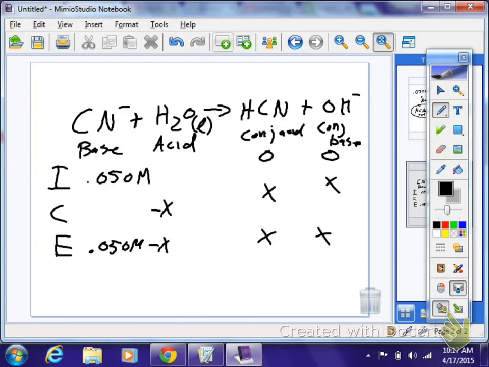So we're going to set that up by saying Kb. Now why is it Kb? Because it's going to form a basic solution. So I'm going to say Kb equals the HCN concentration, so the products over the reactants.